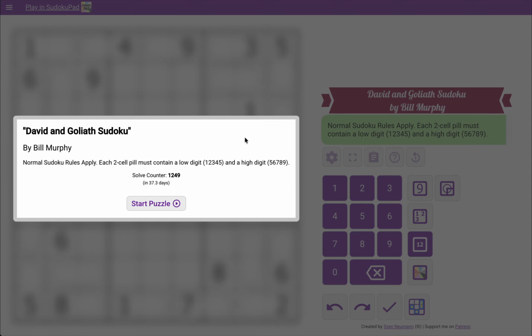Alright, we're doing the genuinely accessible Sudoku today. Today's is called David and Goliath Sudoku by Bill Murphy. Normal Sudoku rules apply. For every two-cell pill on the grid, it must have a low digit and a high digit. So the 5 can be considered a low or a high. So that, I think, will be interesting. Let's get started.